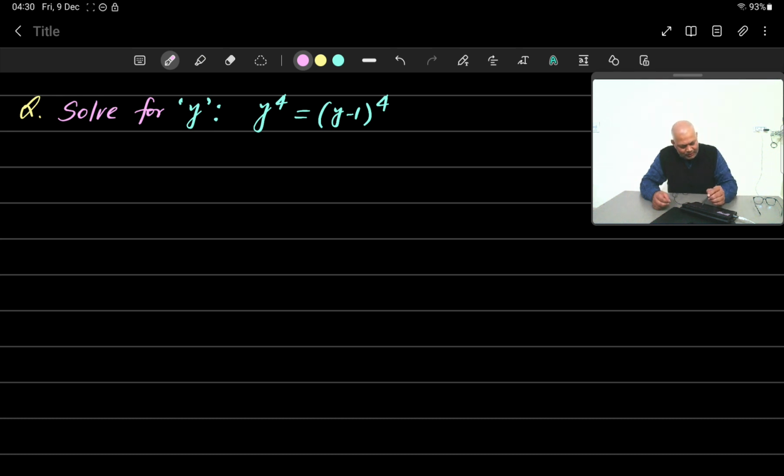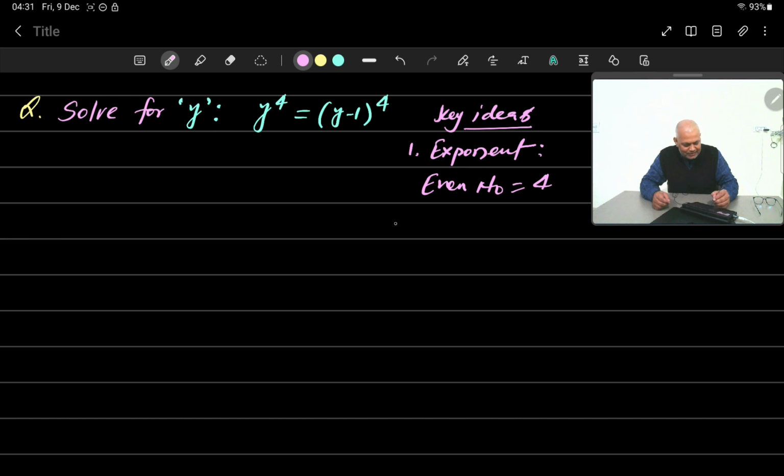Now, my first observation: what is the key idea to solve this equation? Write down the key ideas here. The first point: look at the exponent. The exponent is an even number, and that is 4. So you can split 4 in this way, 2 to the power 2.